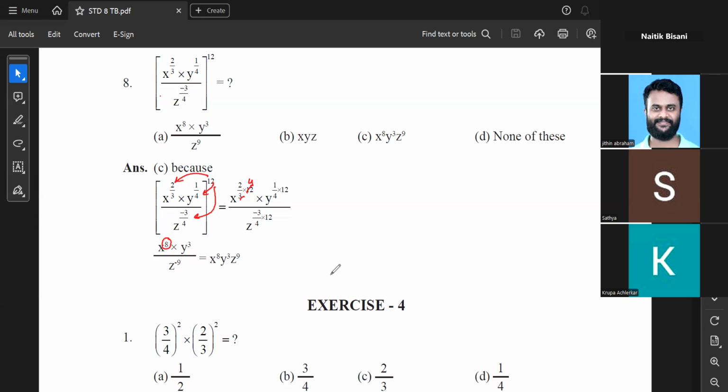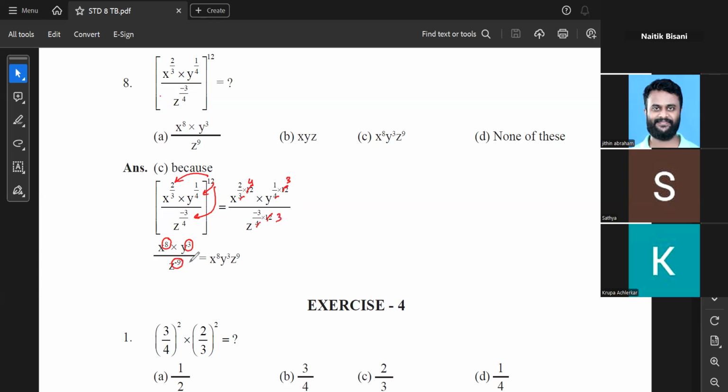Then wait. Okay. Y raised to 1 by 4 multiplied by 12. Again, when you cancel them, you'll get 3 over here, and hence y raised to 3 over here. And in the denominator, z raised to minus 3 by 4 multiplied by 12. When you cancel, you get 3. Minus 3 multiplied by 3 is minus 9. Hence, minus 9 over here.